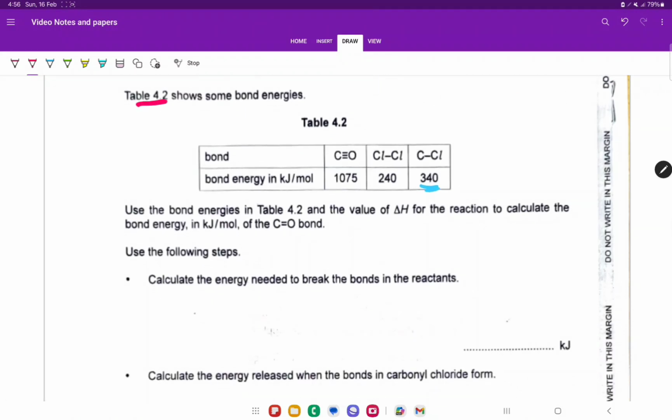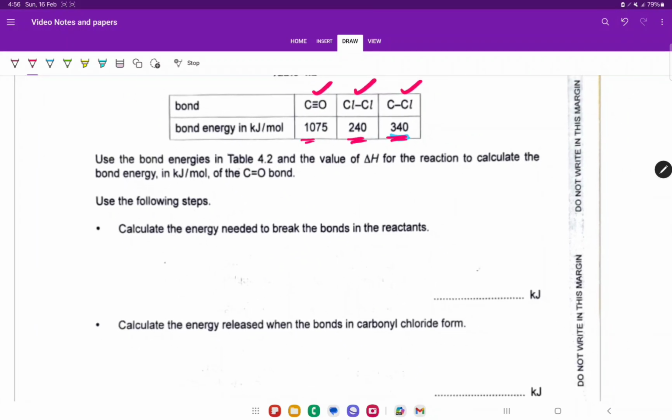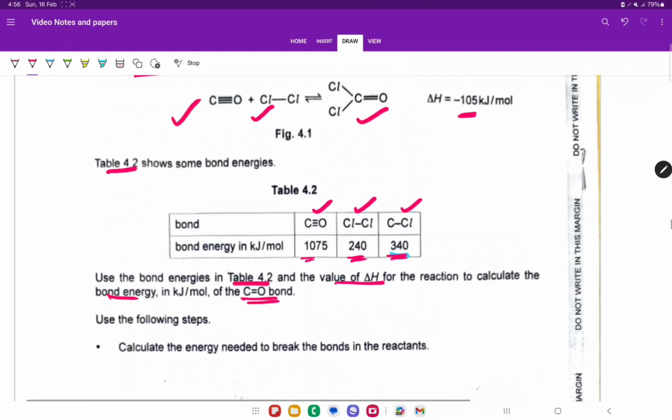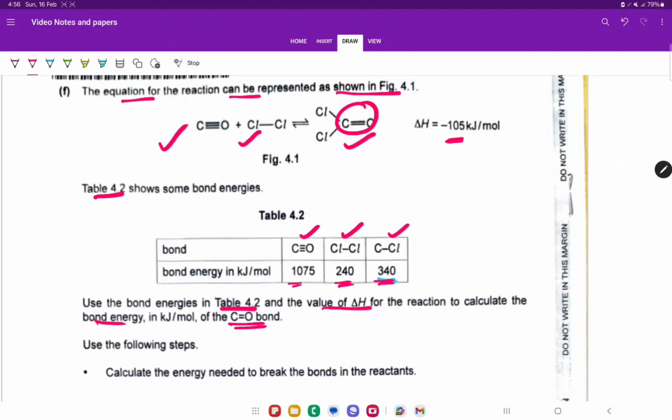By using table 4.2, which has the bond energies of C double bond O, C triple bond O, Cl-Cl and C-Cl: the Cl-Cl bond is 240, the C-Cl bond is 340, and the C triple bond O carbon monoxide bond is 1075 kilojoule per mole of energy required. Now we have to use this table and the value of delta H given in the reaction to calculate the bond energy of the C double bond O bond. That is the bond energy I want to find out.